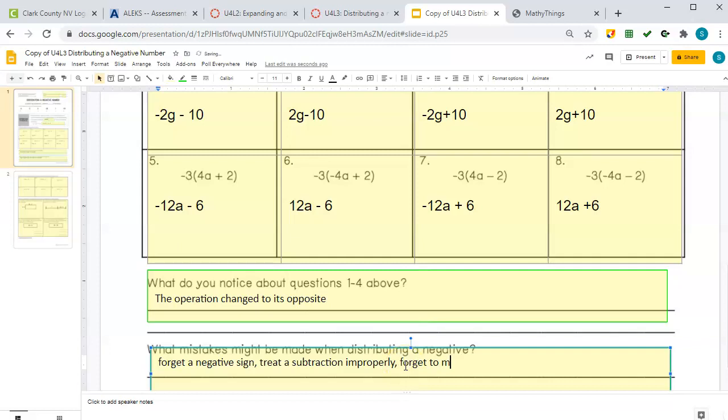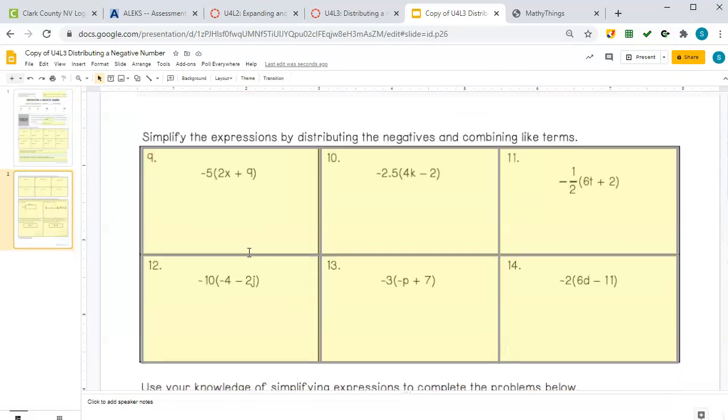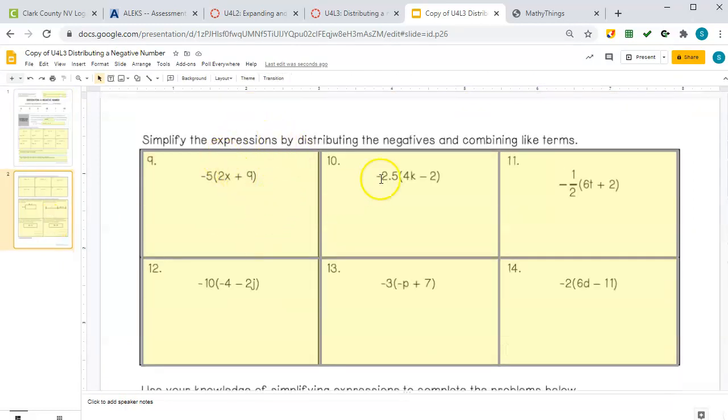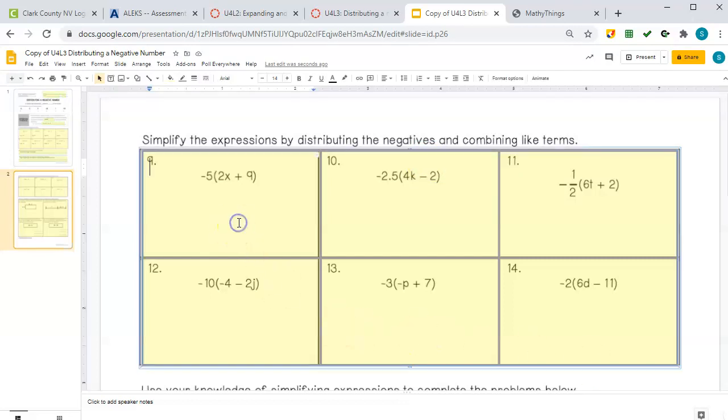Forget to multiply all the terms. Alright, so there's lots of different ways to sort of mess this up. And you really have to practice to make sure you get used to doing all of it. Let's go ahead and look at page 2 of the notes. So again, you're going to simplify. Pause the video, get a head start, try to do it on your own, and remember, if you're not practicing, you're not actually going to get any better. And then I will go over the answers in a minute.